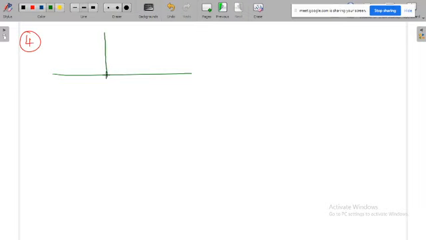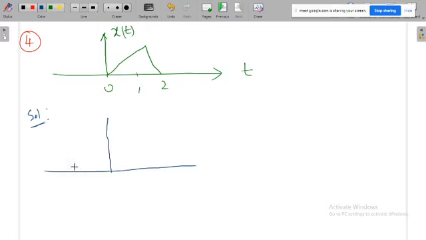Say the signal is given like this, 0, 1, 2. What is the nature of this signal? Anybody? Is it even or odd, or neither even nor odd? Okay, for that, first you apply the concept. You take the mirror image with respect to the y-axis. If you take the mirror image with respect to the y-axis, you will get this.